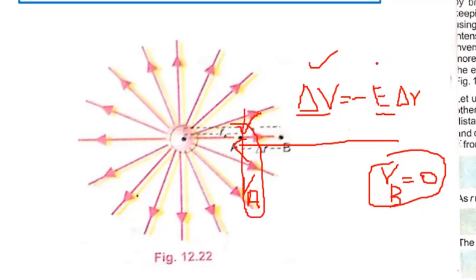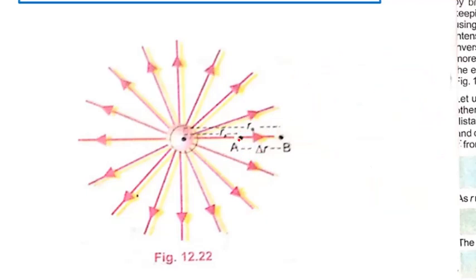But this equation requires that E must be constant throughout the region. But here electric field does not remain constant and it increases as we move towards the charge. To resolve this issue, we will take these 2 points very close to each other and then we will apply this equation to find potential difference. Now consider that A and B points are very close to each other and their separation delta R is very small. So we can say that electric field remains constant between A and B.